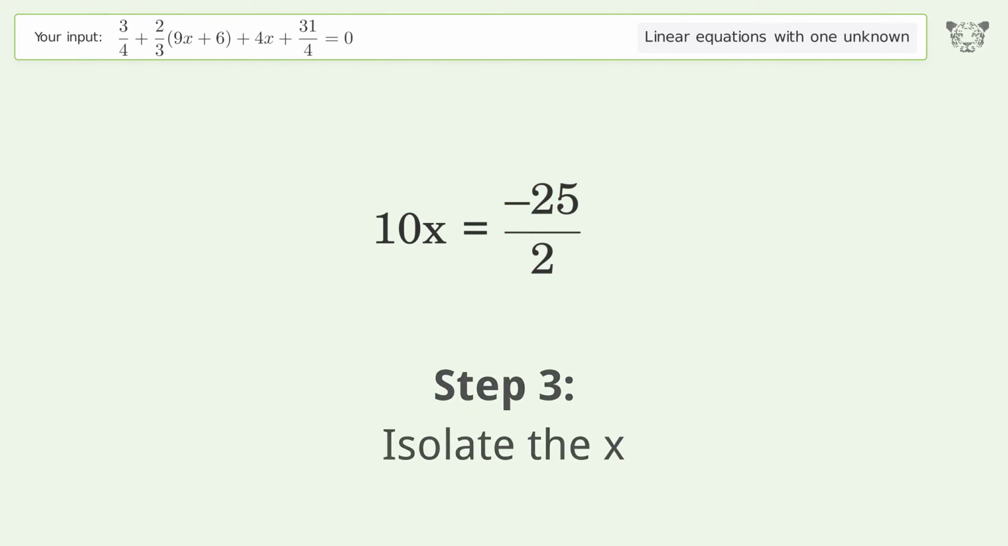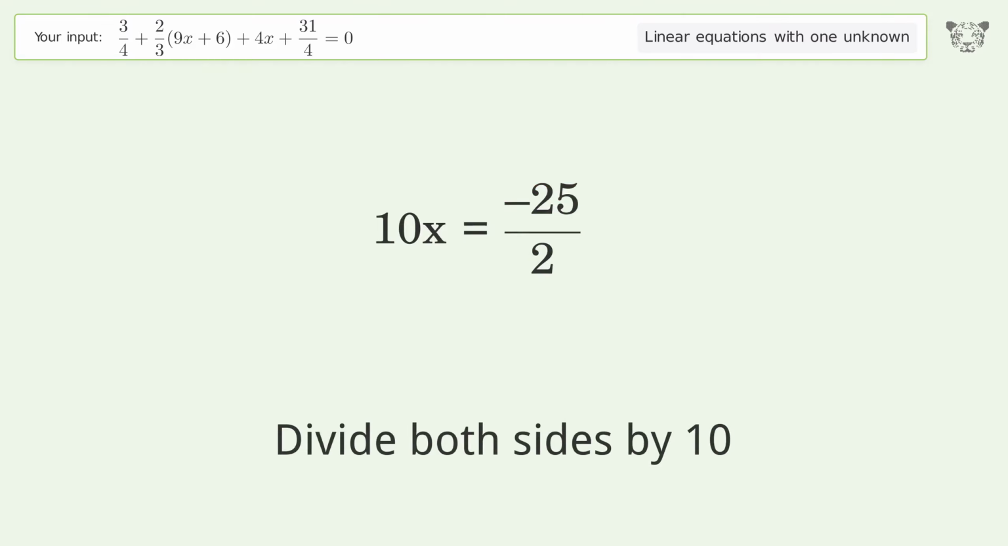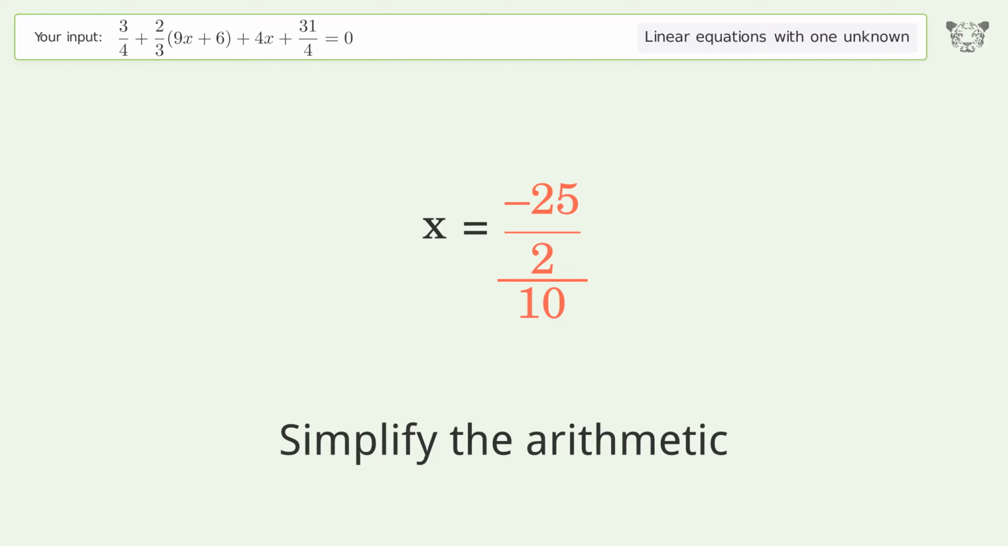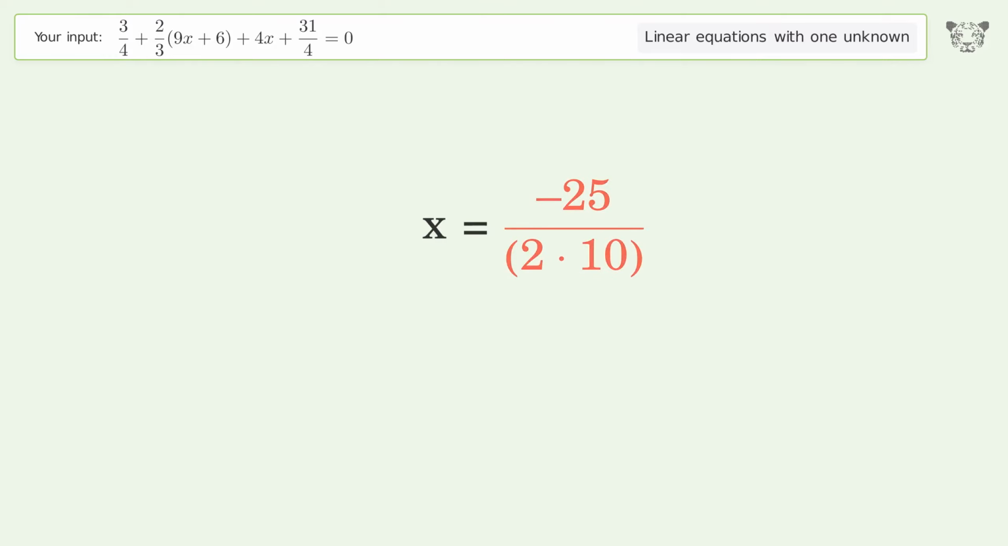Isolate the x. Divide both sides by 10. Simplify the fraction. Simplify the arithmetic. And so the final result is x equals -5/4.